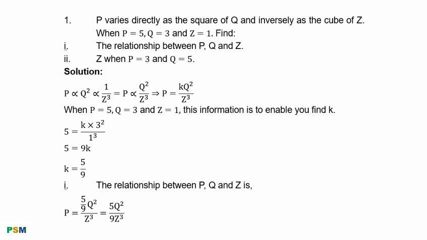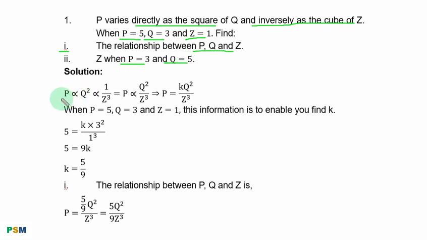Question 1. P varies directly as the square of Q and inversely as the cube of Z. When P is equal to 5, Q is equal to 3, and Z is equal to 1, find Roman figure 1, the relationship between P, Q, and Z. Roman figure 2, find Z when P is equal to 3 and Q is equal to 5.